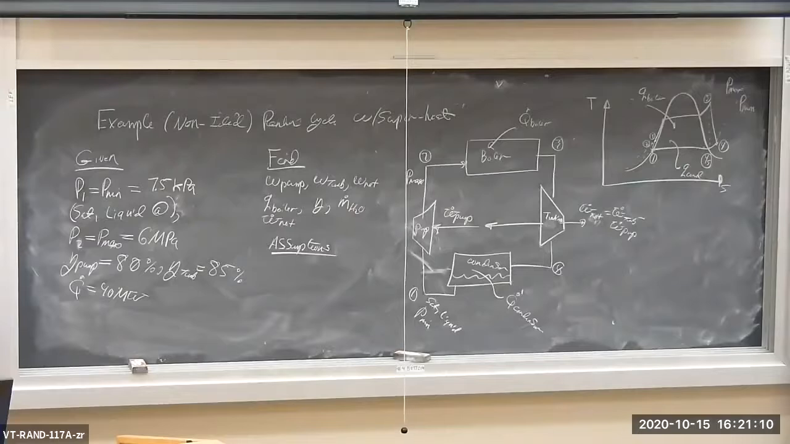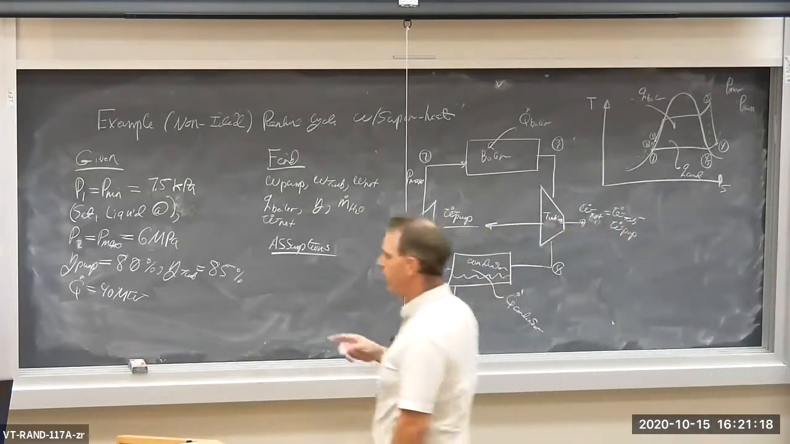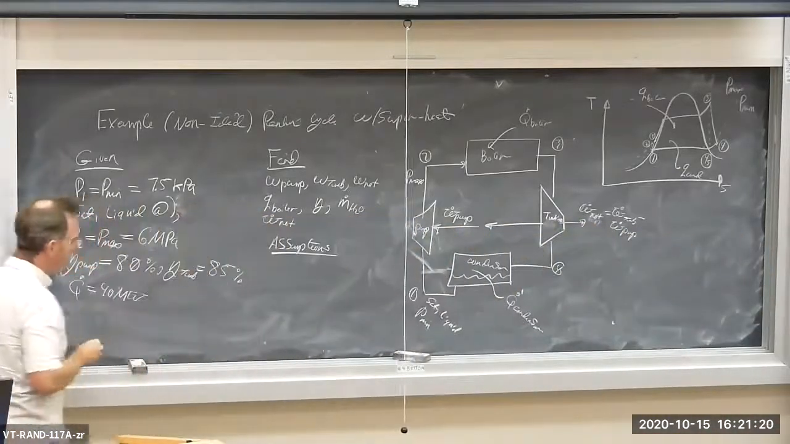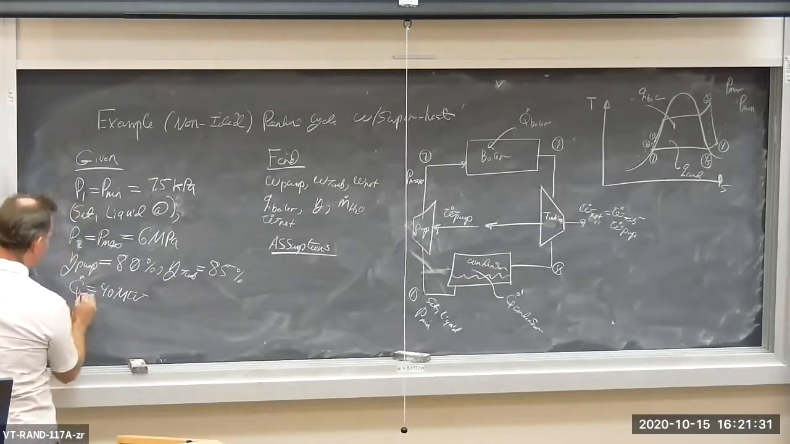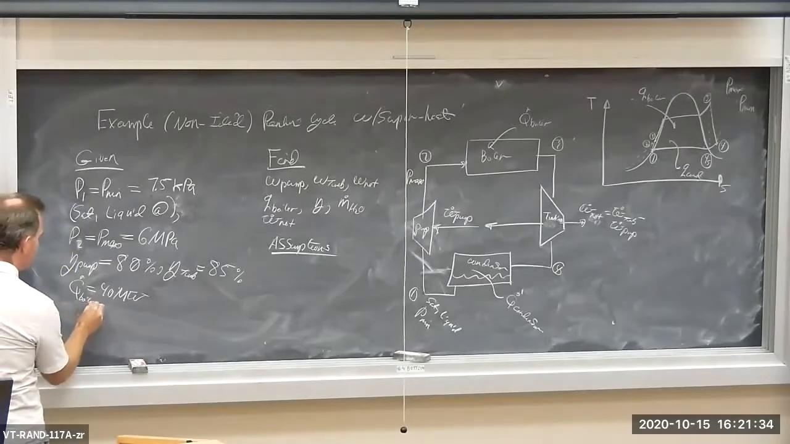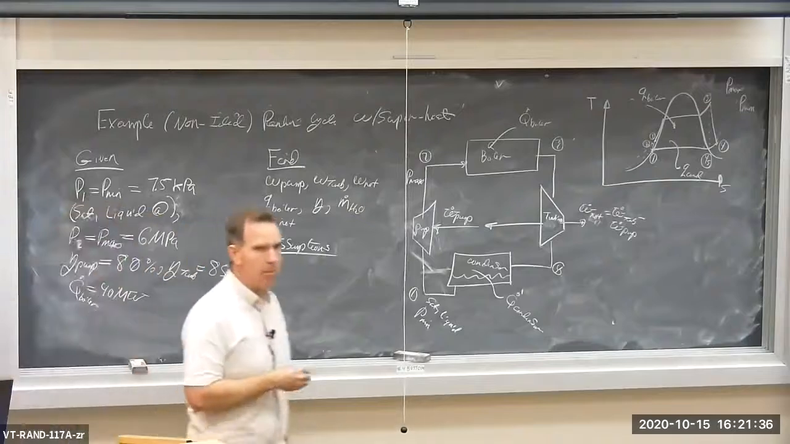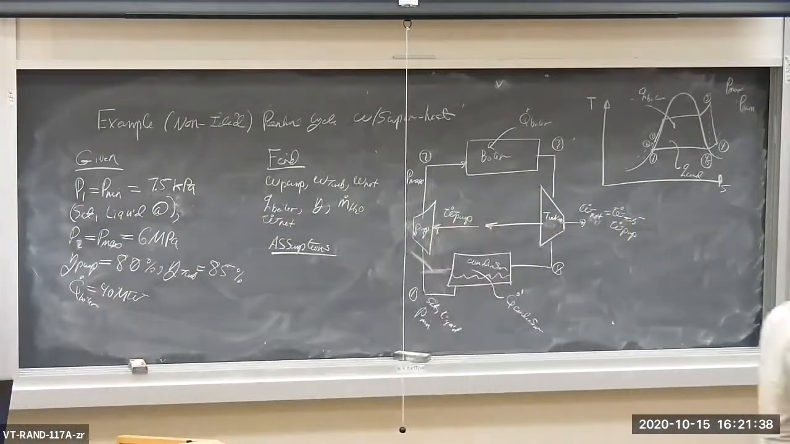Maximum pressure is 6 megapascals, and then we have pump isentropic efficiency of 80%. So the pump is not reversible. Isentropic efficiency of the pump is 80%. The isentropic efficiency of the turbine is 85%. And the total heat transfer into the cycle from the boiler to the boiler is 40 megawatts. So what are we supposed to find?